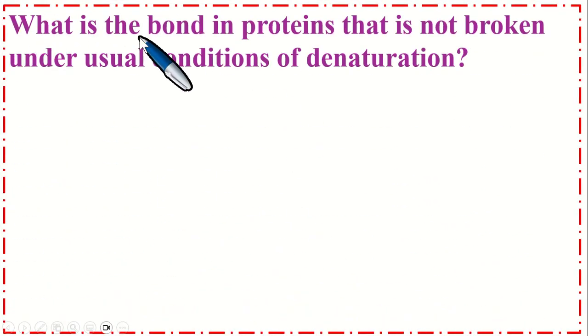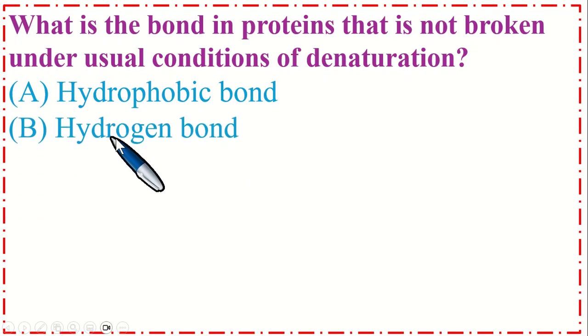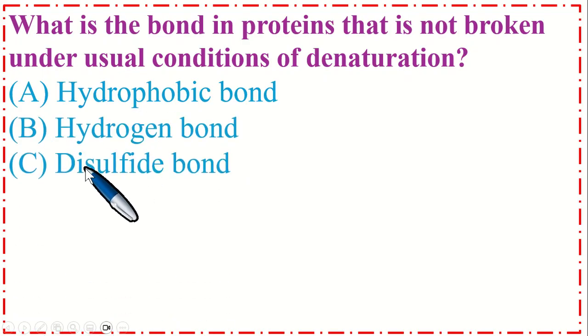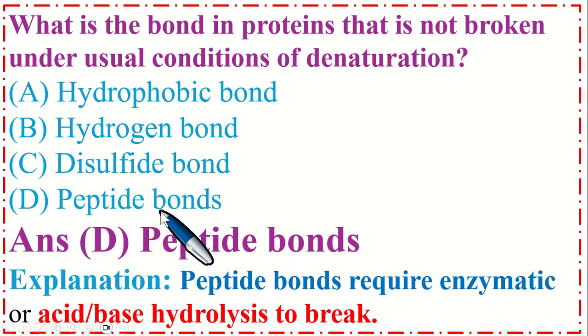So what is the bond in protein that is not broken under usual condition of denaturation? Option A, hydrophobic bond, B, hydrogen bond, C, disulfide bond, and option D, peptide bonds. So the correct option is D, peptide bonds. Peptide bonds require enzymatic, acid or base hydrolysis to break down.